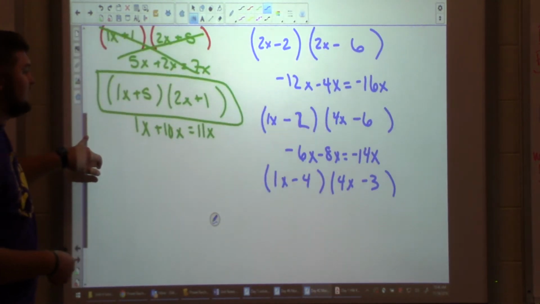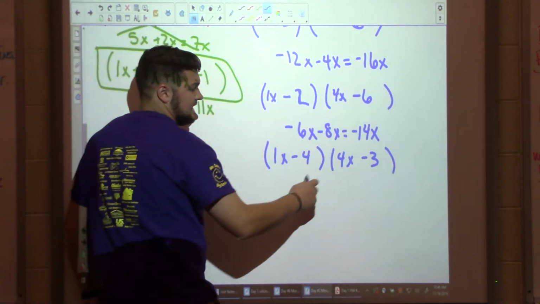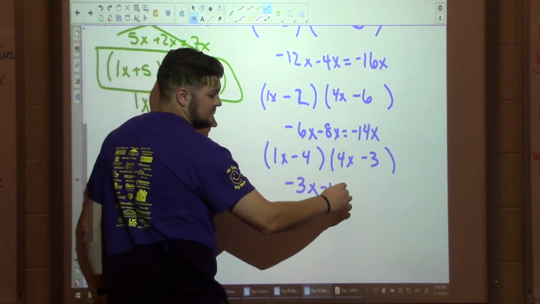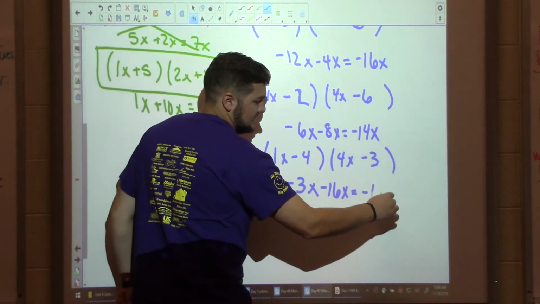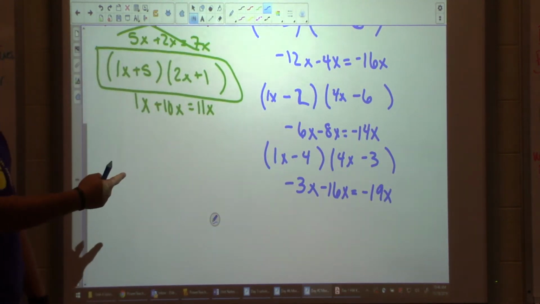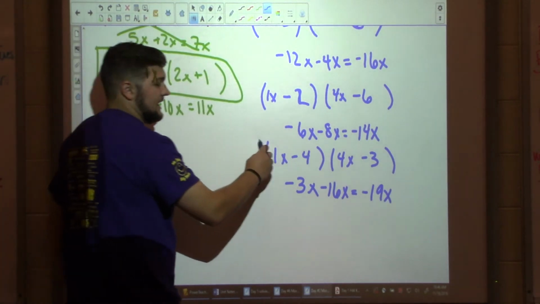Okay, let's check that. 1x times negative 3 is negative 3x. Negative 4 times 4x, negative 16x. I get negative 19x. Is that what I'm looking for? Yes. Yeah, that's what we started with, so that's our answer.